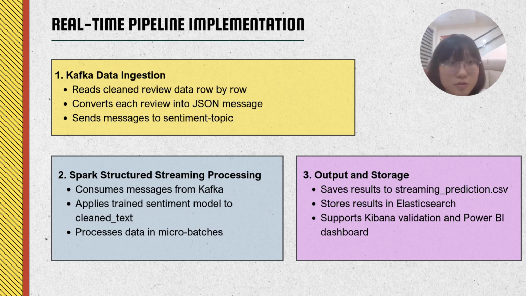Next, Spark Structured Streaming consumes the messages from Kafka and processes them in micro batches. The trained sentiment model is applied to the clean text field to predict whether each review is negative, neutral, or positive. Finally, the prediction results are saved into streaming prediction CSV files and also stored in Elasticsearch under the sentiment predictions index. The stored output is then used for Kibana validation and Power BI dashboard analysis.